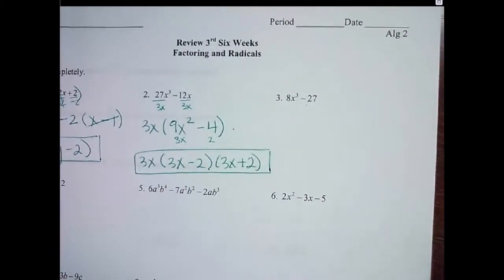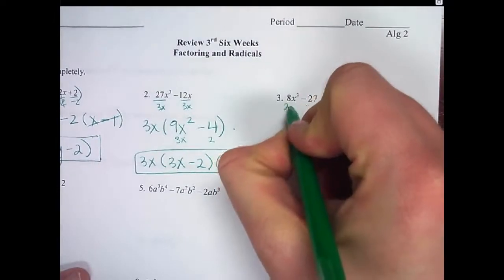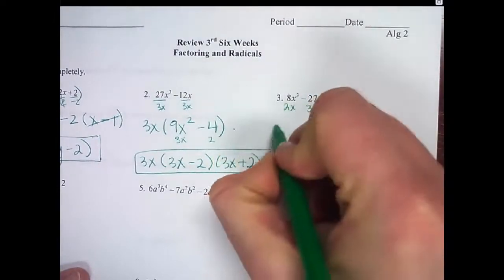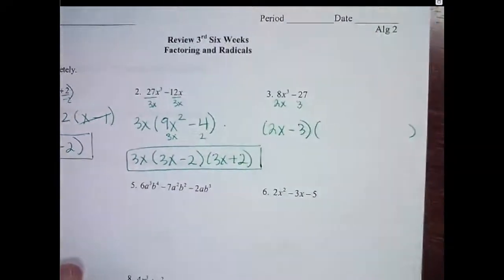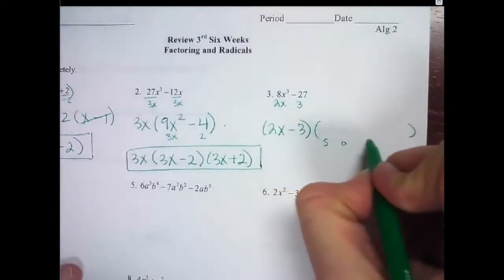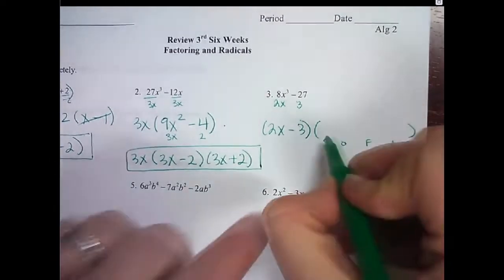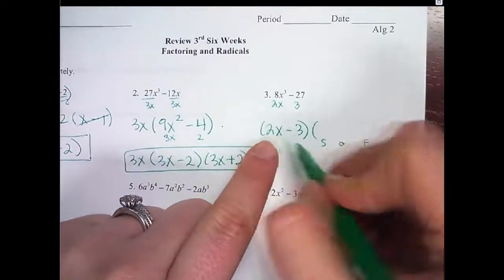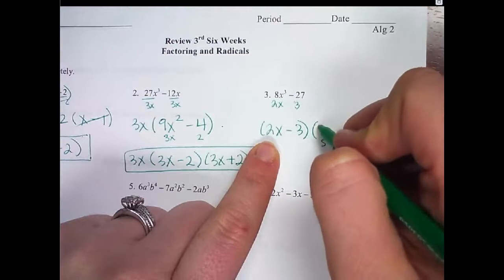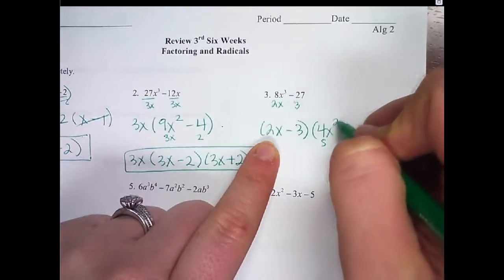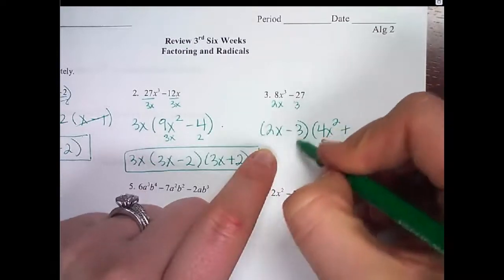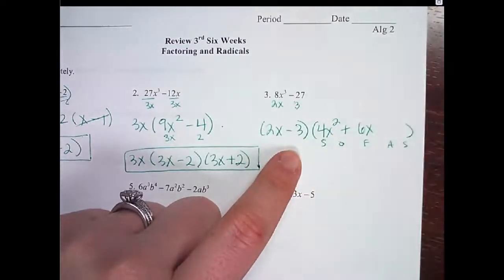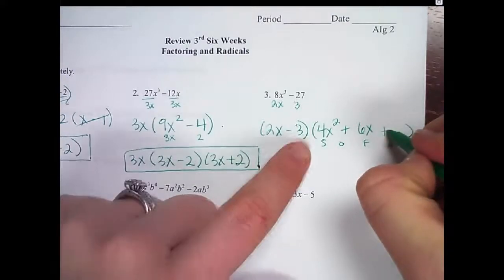Number 3, there's no GCF, so this is a difference of cubes. So this is 2x and 3. So my first is a binomial, 2x minus 3. The second is a trinomial, and I'm going to use SOAPS. So I square the first term. Now be careful because some of you are still just writing 2x squared, but you square the 2 also. 4x squared, change the sign. In the middle, I multiply the 2 together. So 6x, then I add, and then I square the second one.